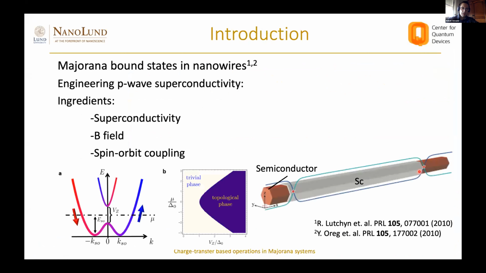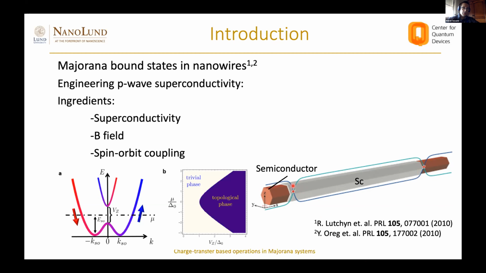So I will start with an introduction. We have seen several times this week and actually earlier today that topological superconductivity can be engineered at the interface between semiconductors and superconductors, and that these topological superconductors host the Majoranas at the end, which are very exotic and interesting quasi-particles.